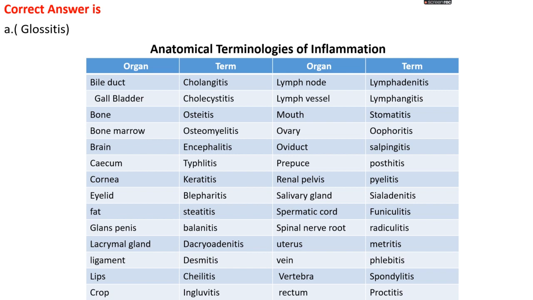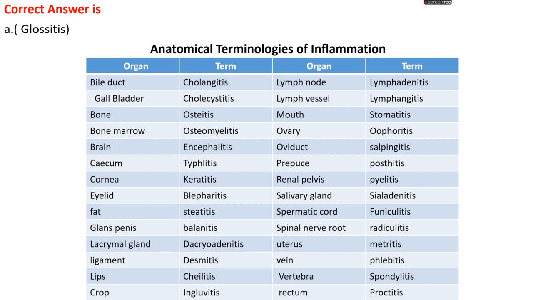Bone inflammation causes osteitis. Bone marrow inflammation causes osteomyelitis. Brain inflammation causes encephalitis. Cecum inflammation causes typhlitis. Cornea inflammation causes keratitis. Eyelid inflammation causes blepharitis. Fat inflammation causes steatitis. Glans penis inflammation causes balanitis. Lacrimal gland inflammation causes dacryoadenitis. Ligament inflammation causes desmitis.